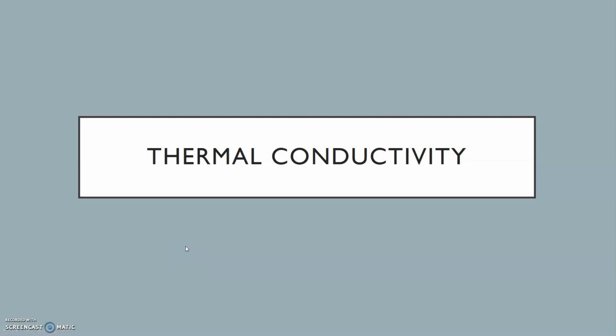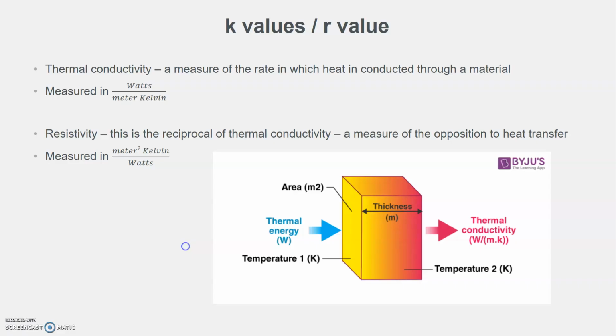Today we're going to talk about thermal conductivity. This will be a lot quicker of a video than previous videos. Alright, so what we need to do is talk about the K value. Thermal conductivity is how fast heat can go through a material. This is usually measured in what we call watts per meter per Kelvin.